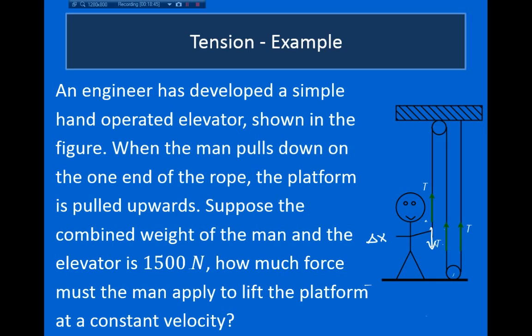So the person has reduced the force that he needs to apply to lift this elevator by a factor of 1/3. But to lift the elevator by a height delta x, he now has to pull the rope 3 times that amount, okay? So he's reduced the force by a factor of 3, but he has to apply that force over 3 times the distance to cause the elevator to move up by the same height.